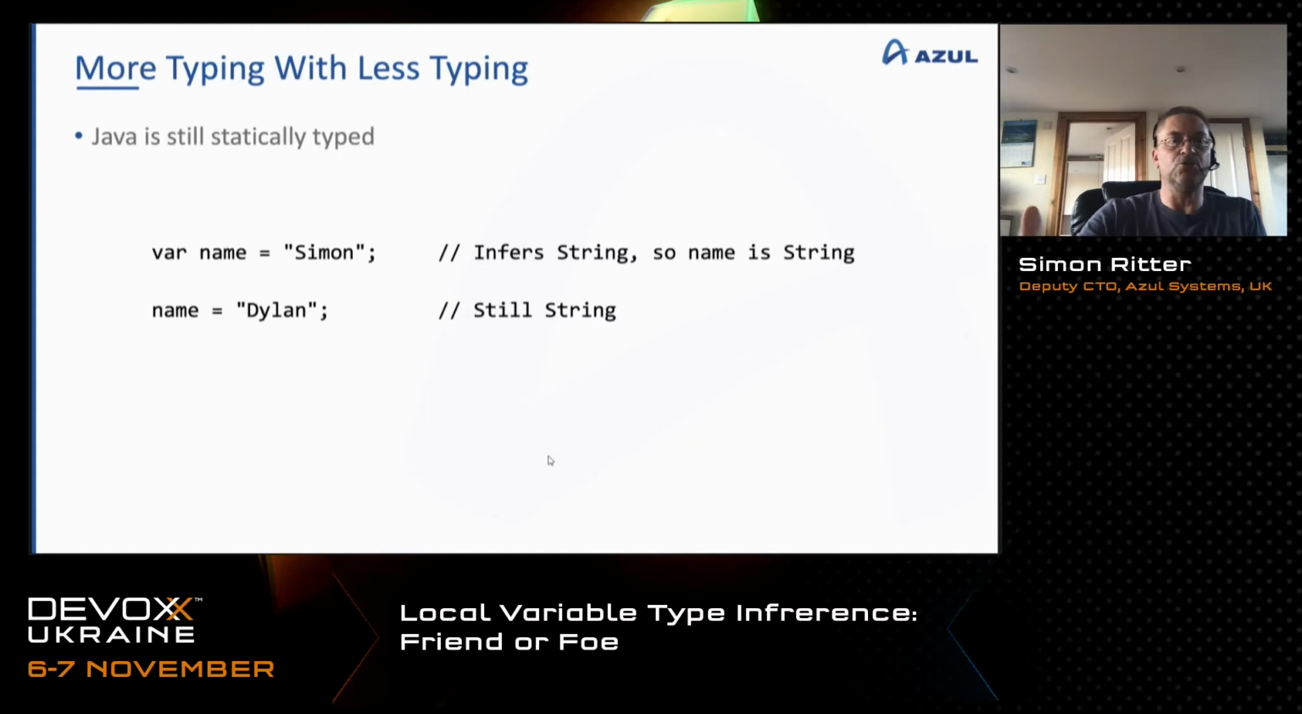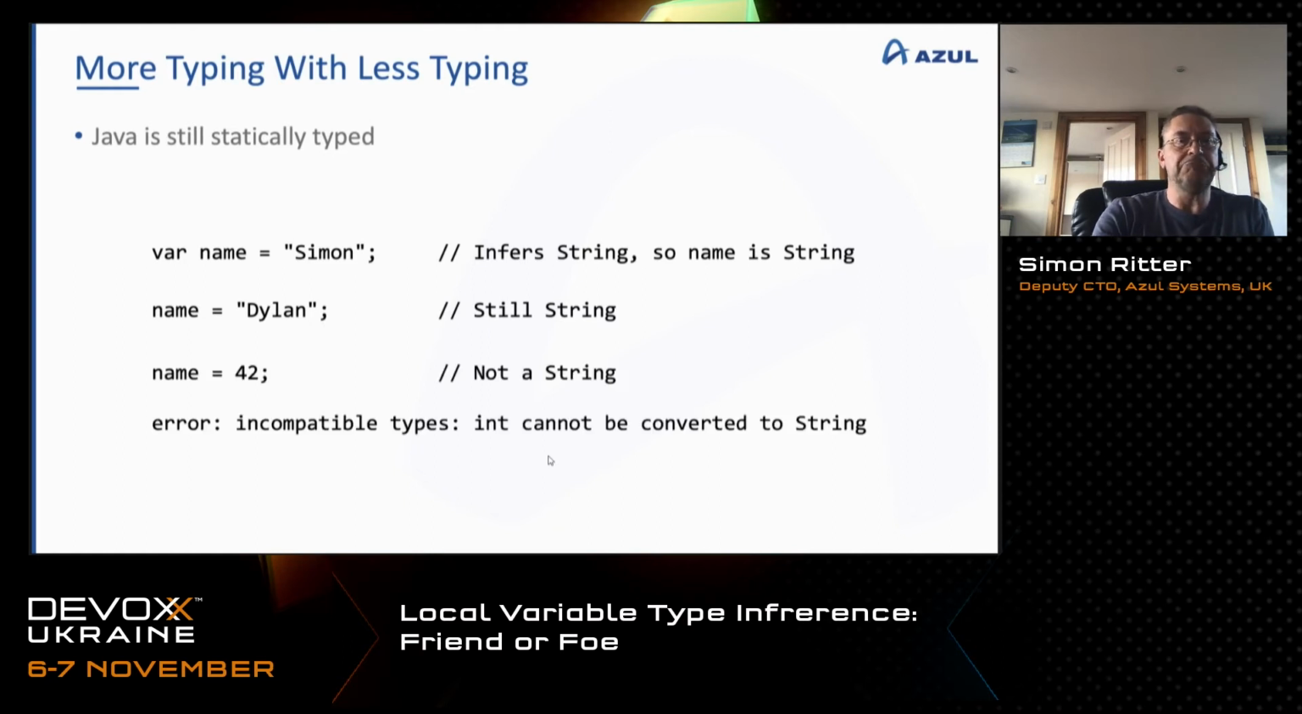If I want to, I can then change that. So I could say name equals Dylan. I could assign a different string to that variable, but because the type is the same, there's no problem. The compiler will be quite happy with that. However, if I tried to do something like this, where I said name equals 42, 42 is not a string. And so the compiler will complain about that. It would say incompatible types, int cannot be converted to string. That static typing is still working. We haven't introduced any form of dynamic typing, so there isn't the ability to change the type of a variable. Once it's been defined, its type is set and it cannot be changed.